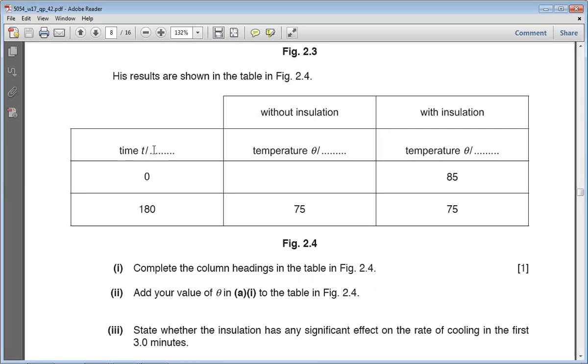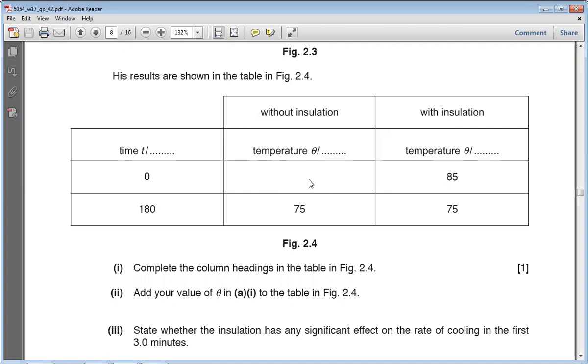So here the time must be taken in seconds. These are seconds: 3 minutes, 180, because he took the reading after 3 minutes, here 180 is written. So here you will write seconds. Temperature theta, that is in degrees centigrade. So this is how you will fill it. So at 0, the temperature is 88.